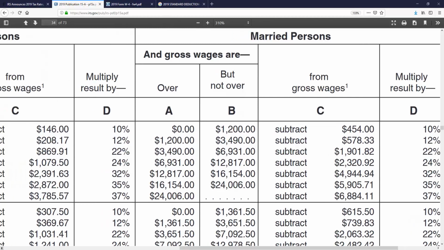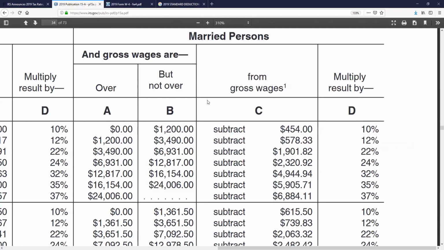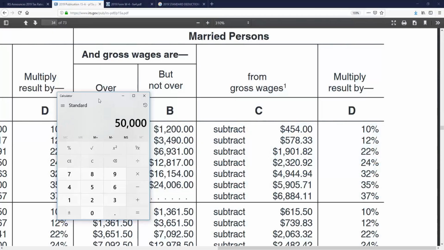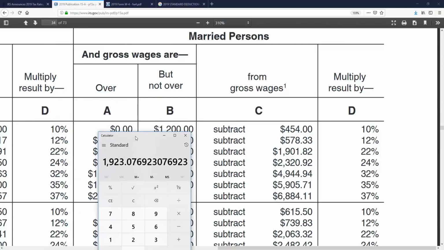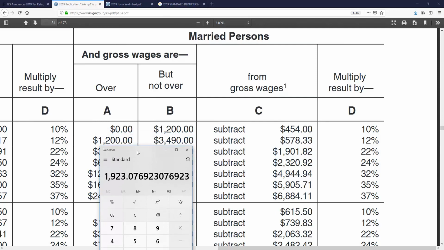All right, so this is for married persons. We've got single and we've got married persons. So for married persons, we're going to come back here. I'm going to take 50,000 and divide that by 26. Every two weeks, you'll get a check for $1,923.08 if you're making $50,000 a year. That puts you in the 12% tax bracket.